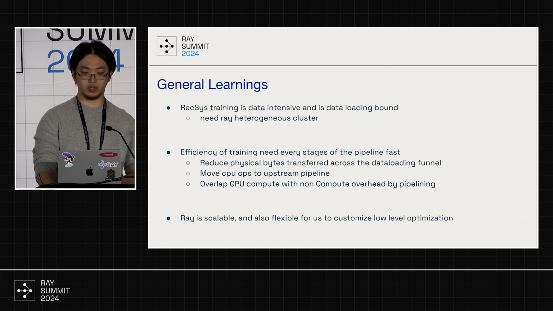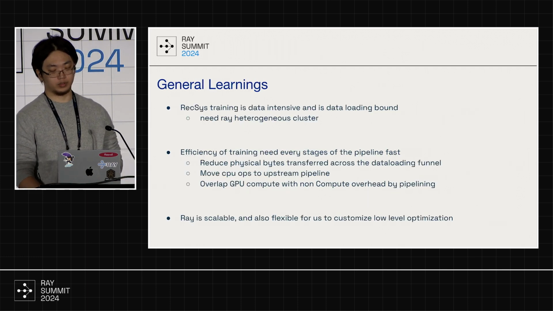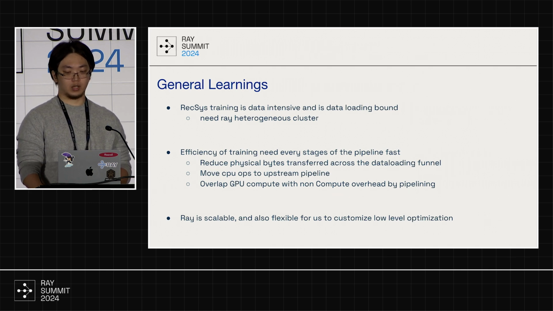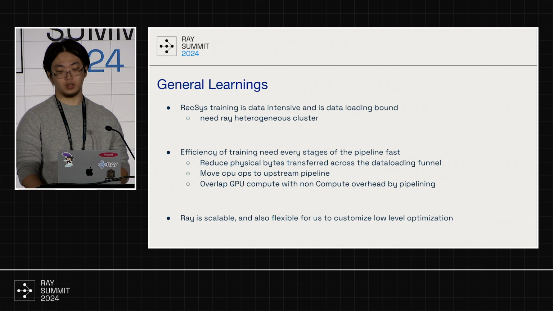So some of the general learnings here: Rex models in Pinterest are really moving toward a data-intensive world, where we try to consume larger and larger raw sequence features, adding more complex in-trainer data processing in order to experiment faster. So we really need this heterogeneous cluster in order to break out of the fixed CPU to GPU resource constraint. But efficiency of the training is still a complex problem. It not only needs GPU compute to be fast, but also data loading and even the data movement funnels to be performant.